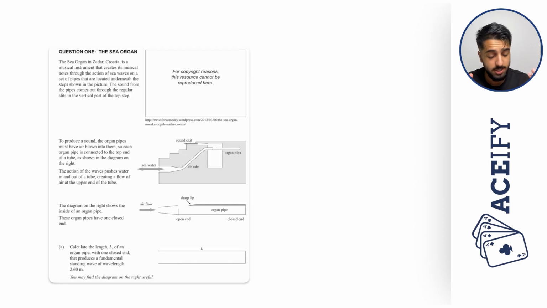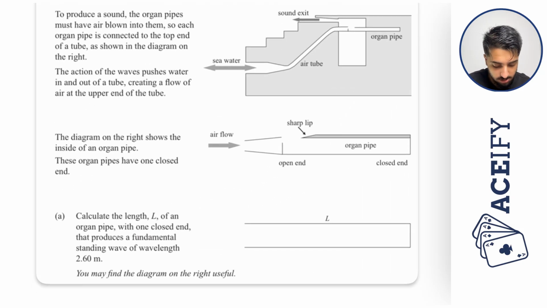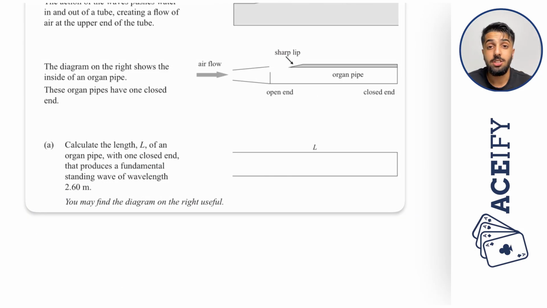Okay, question 1. This question is a bunch of information on how an organ works, like an instrument organ, not a body organ. It's done using the sea, so with the waves and stuff. But the only part that we're interested in is this section right here, and it just wants us to calculate the length of the organ pipe.